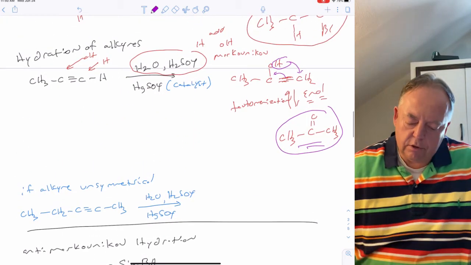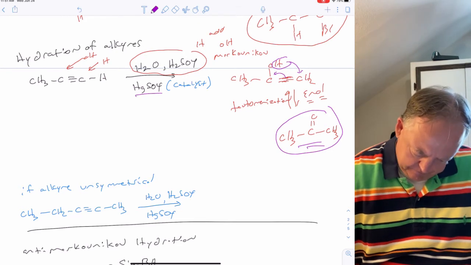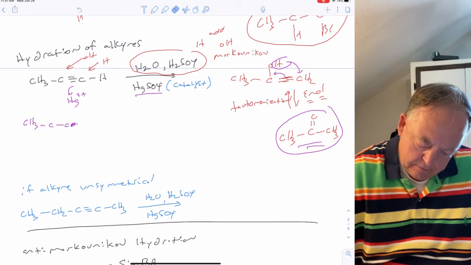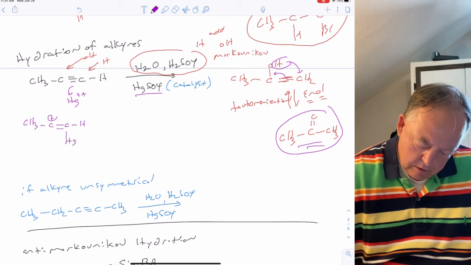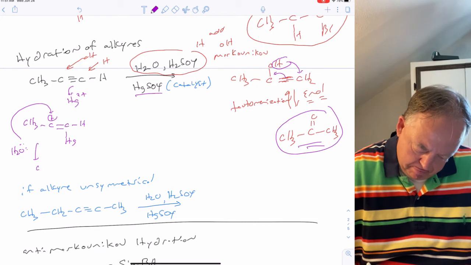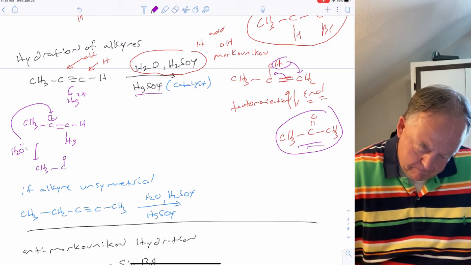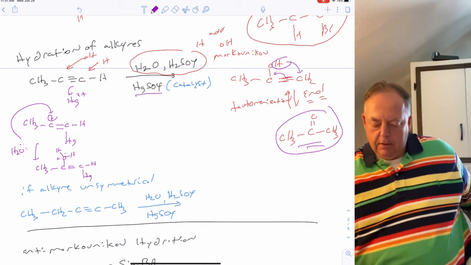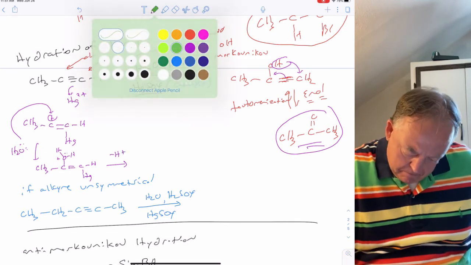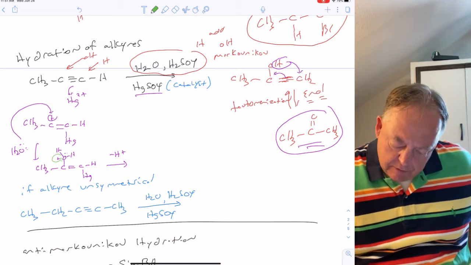So in terms of the mechanism, how does this work? So the mercury sulfate is in there. It's just a catalyst. So that's a mercury 2+ cation. So that adds to the alkyne. Right, and then water attacks. And then let's lose a proton from the H2O. And the 2 electrons become a lone pair.